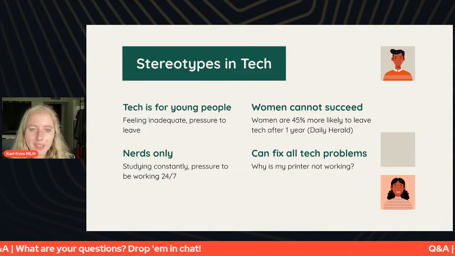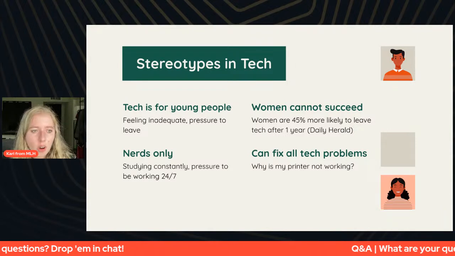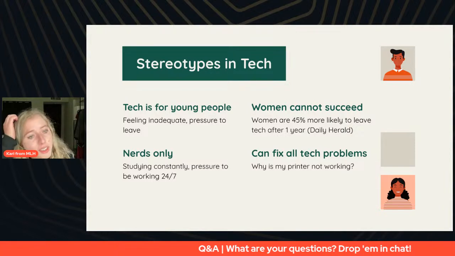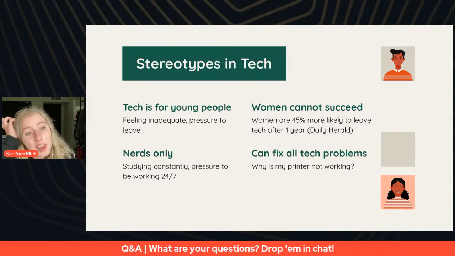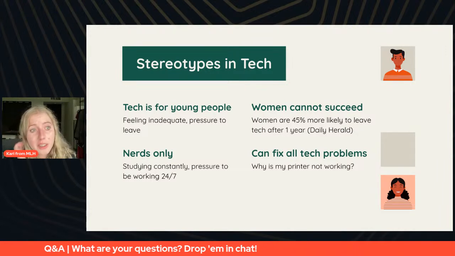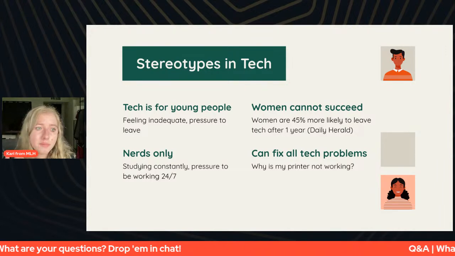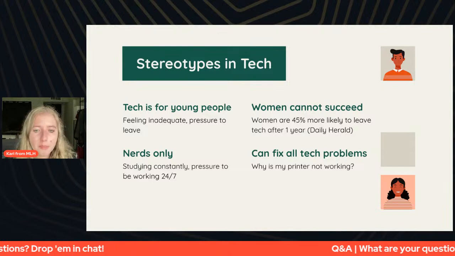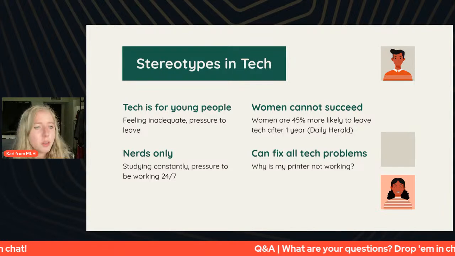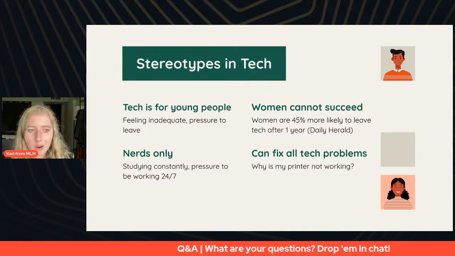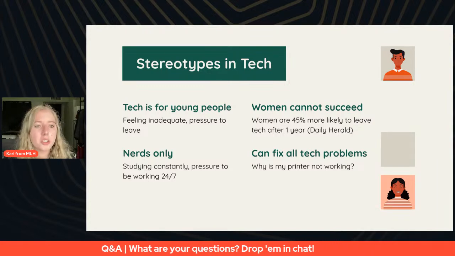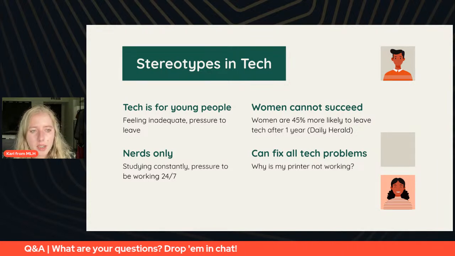The other one that I've generally seen is that it's harder or impossible for women to succeed. Women are 45% more likely to leave the tech industry after entering it, 1 year after they've entered, which is kind of scary when you think about it, because we work so hard to get to the places that we are, and then we are discouraged and leave those places.